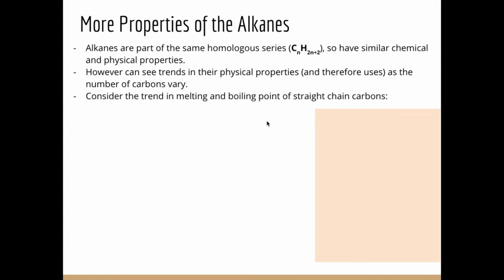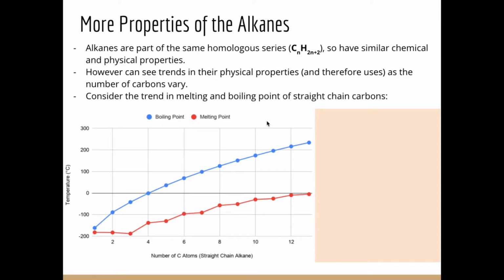as the number of carbons may vary. Let's consider the trend in the melting and boiling point of our straight chain alkanes, and there's quite a clear trend here, hopefully we can all see. We've got the temperature on the y-axis and the number of carbon atoms. We're just considering straight chain alkanes, so no branches, just methane, ethane, propane, butane, etc. We can see a general increase in the boiling point, a nice smooth curve there. As we increase the number of carbons, we increase the boiling point. And we see a general trend in the increase of the melting point. There is a lot more variation that we don't need to be specifically worried about right now, just looking at the overall trend that as we increase the number of carbons, we increase the melting point.